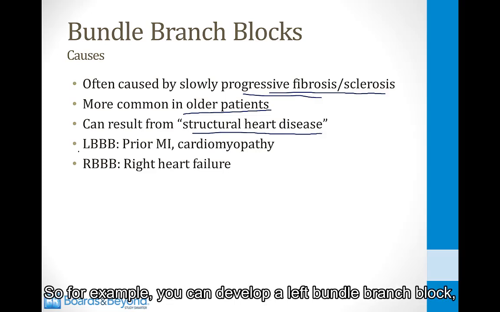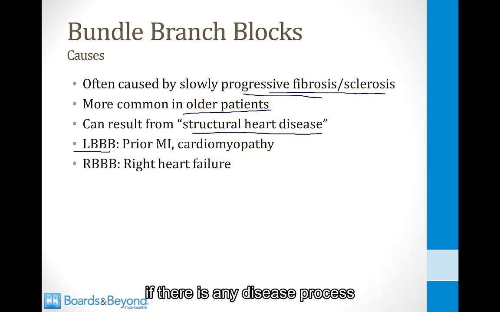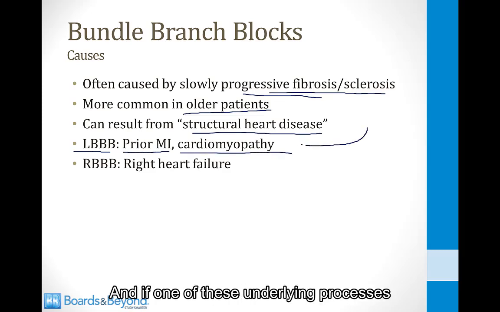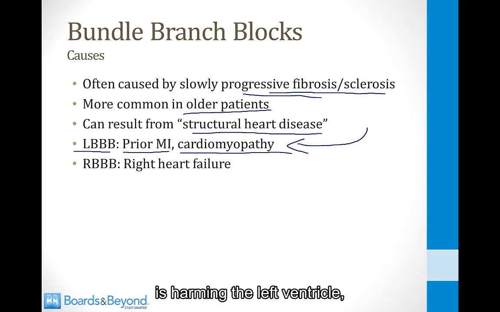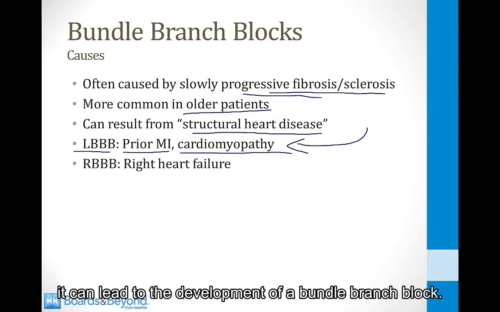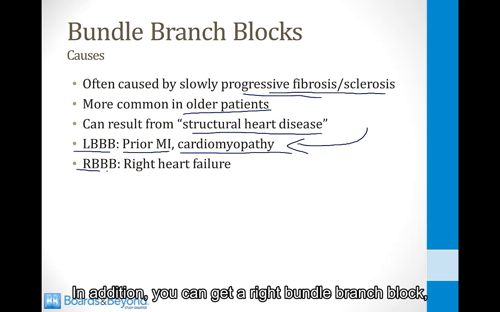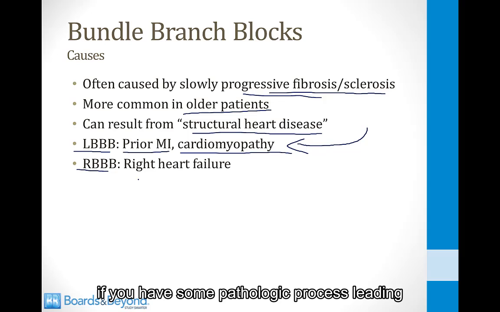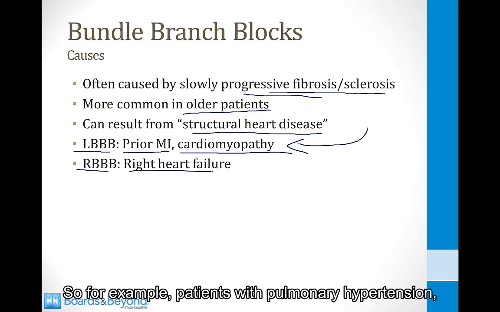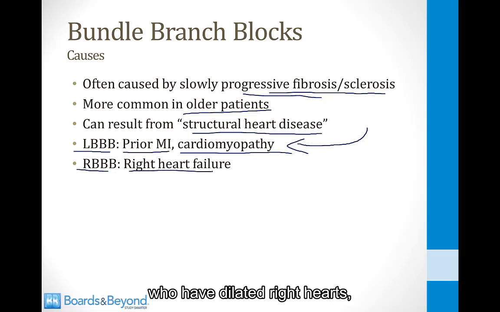So for example, you can develop a left bundle branch block if there is any disease process that has damaged the left ventricle, such as a silent myocardial infarction or some type of cardiomyopathy. And if one of these underlying processes is harming the left ventricle, it can lead to the development of a bundle branch block. In addition, you can get a right bundle branch block if you have some pathologic process leading to right heart failure. So for example, patients with pulmonary hypertension who have dilated right hearts can develop a right bundle branch block as part of the damage that is occurring to the underlying right ventricle. And that concludes our module on AV and bundle branch blocks.